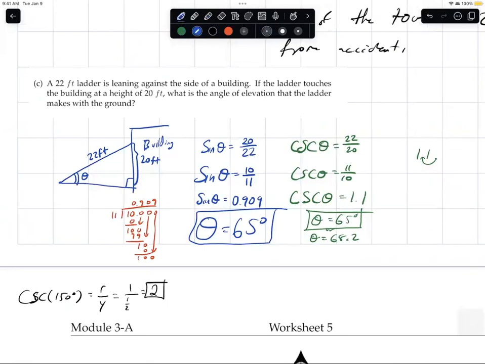Unfortunately, due to the approximations on the table, it kind of seemed like we had to do a lot of work there. But both of these methods are correct. Does that make sense?